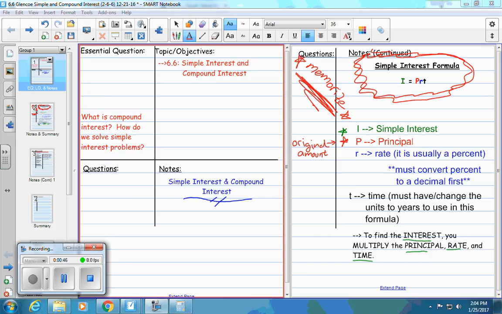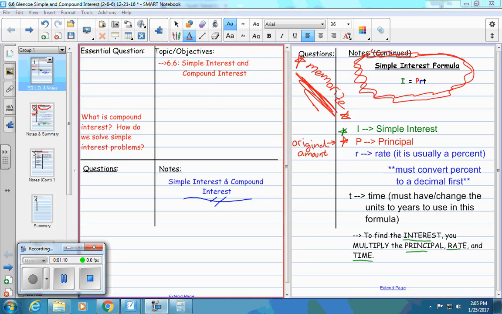Okay, welcome back. So our essential question on 6.6 is: what is compound interest and how do we solve simple interest problems? So again, this is going to have a primary focus on simple interest, and we're going to brush upon compound interest at the very end of this lesson. So first things first, we got our simple interest formula, and our simple interest formula is I equals P times R times T.